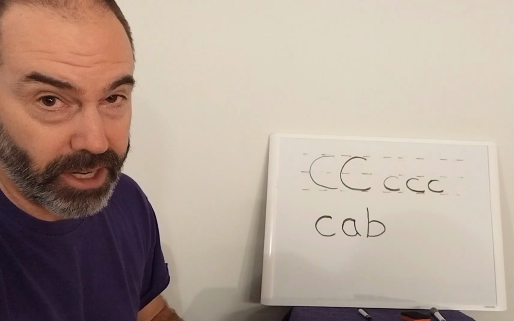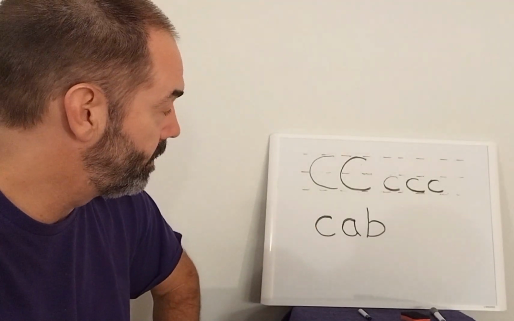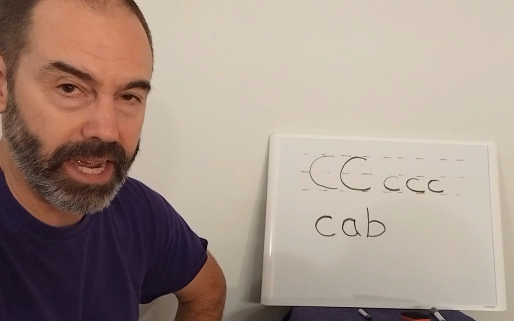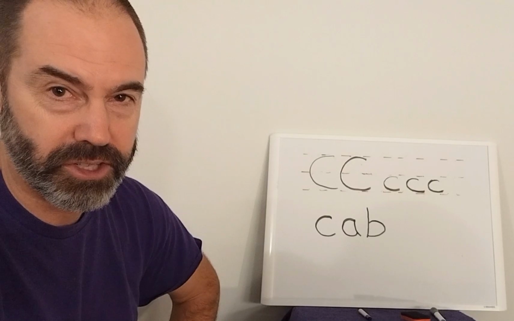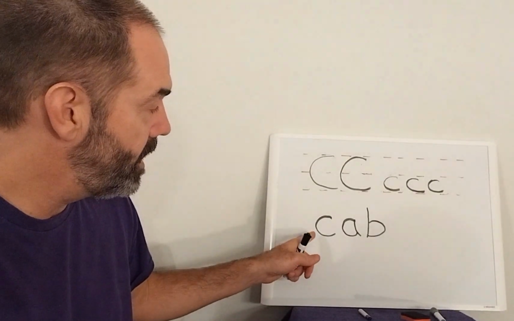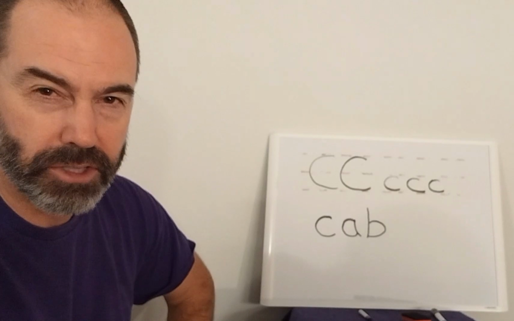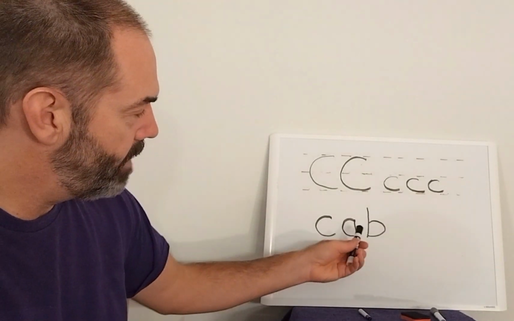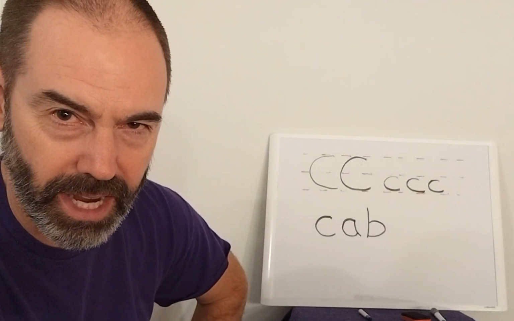Now this is very important. I'm just focusing on the letters and saying them correctly and drawing them correctly, but you'll notice that the C here makes the sound K, K. That's what we call a hard C. Whenever a C comes before an A, it always makes the hard C sound. K. Okay? C-A-B. Cab.